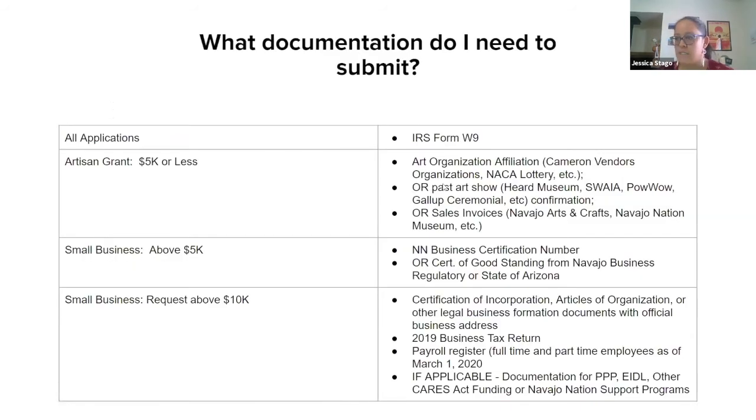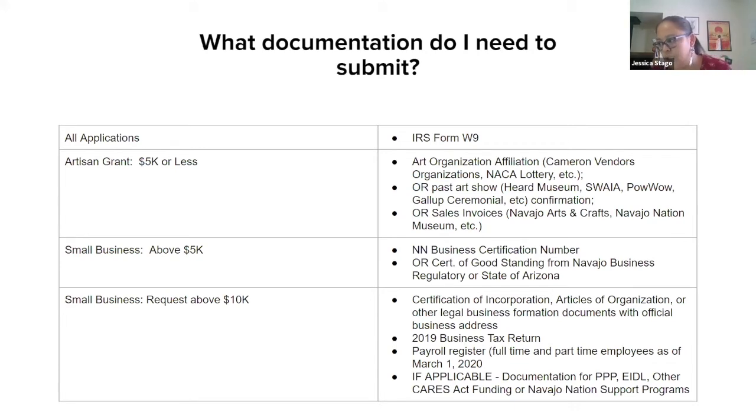This is the documentation that you'll need to apply. This is the documentation you'll need now. Everybody will need to do the IRS Form W-9. For artisan grants that are 5,000 or less, remember in the beginning I said that you'll need to demonstrate that you're an artisan that has a sustained commitment to their work, career, and public audience, organized as an artist in medium or discipline in art or performance. So what they want is some kind of affiliation to an artist organization.